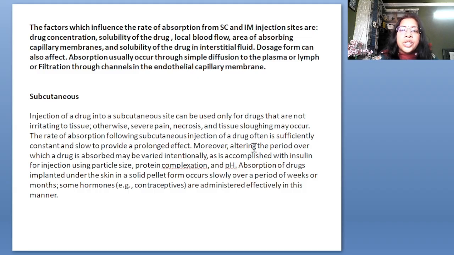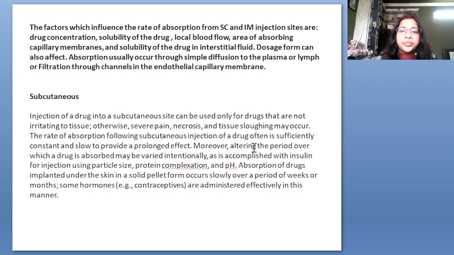The factors which influence the rate of absorption for subcutaneous and intramuscular injections are drug concentration, solubility of the drug, local blood flow, area of absorbing capillary membranes, and solubility of the drug in interstitial fluid. Dosage forms can also affect this. Absorption usually occurs through simple diffusion to the plasma or lymph, or filtration through channels in the endothelial capillary membrane.